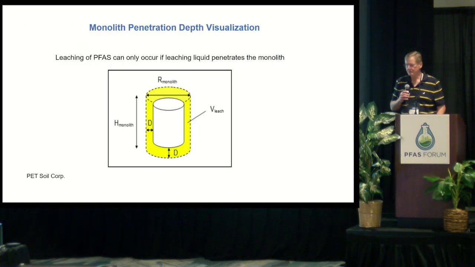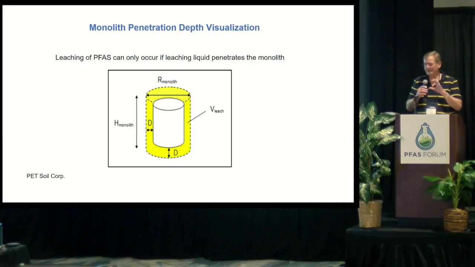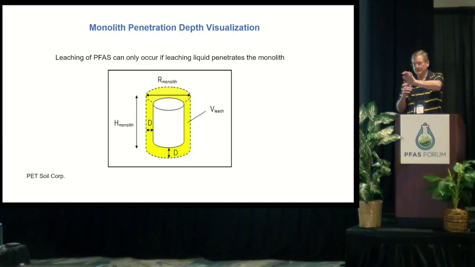I put this in here too. It gives us an idea. Typically, those little cylinders that you saw, if they don't fracture, are at 10 to the minus 7 to 10 to the minus 8 centimeters per second as far as hydraulic conductivity.